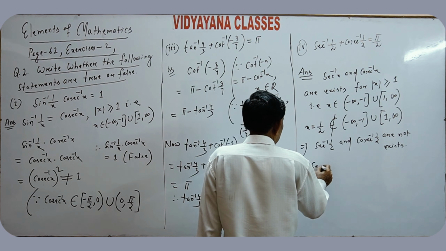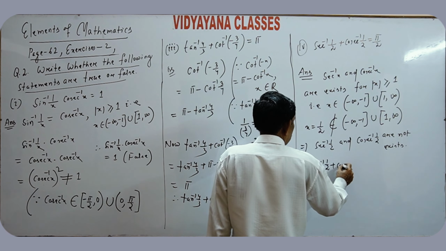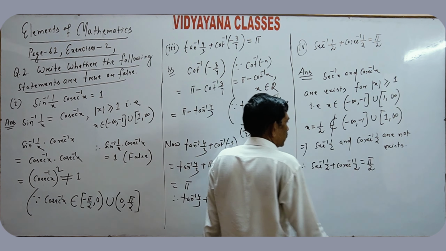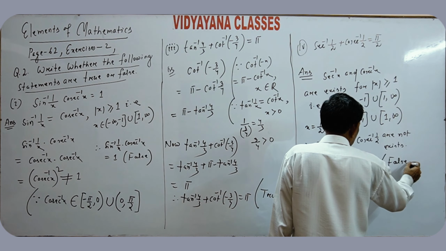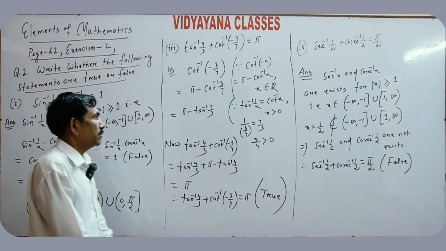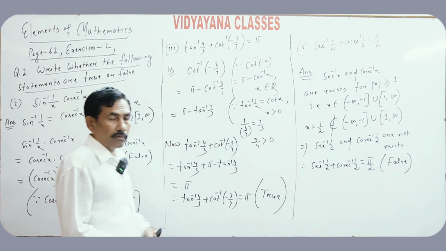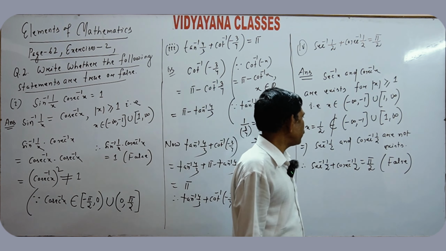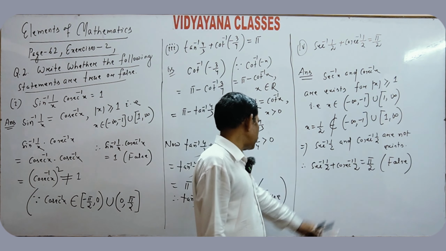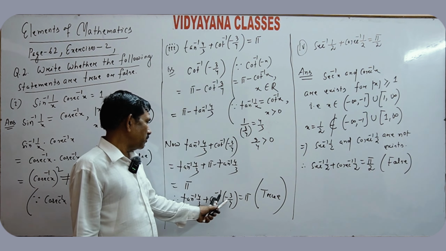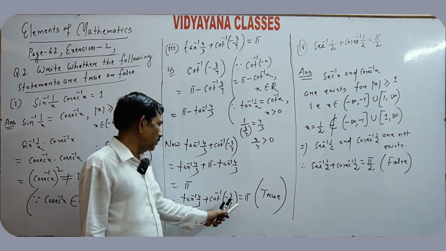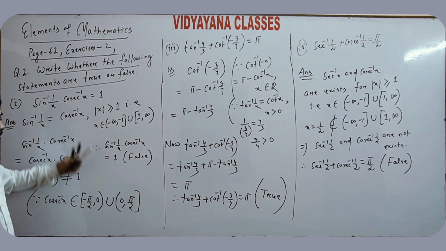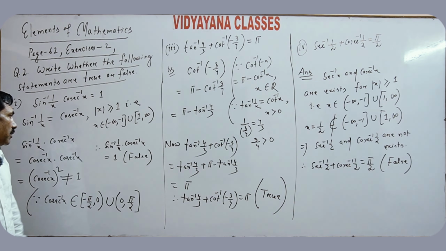Therefore, sec inverse half plus cosec inverse half is equal to pi by 2 is false. Clear? Sec inverse half plus cosec inverse half is equal to pi by 2 is a false statement. Tan inverse 4 by 3 plus cot inverse minus 3 by 4 is pi is true. And sin inverse 1 by x into cosec inverse x is equal to 1 is false.